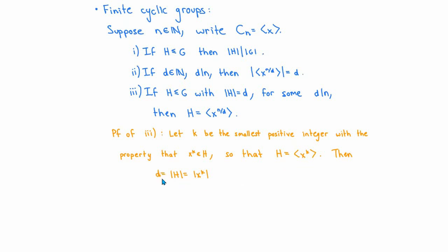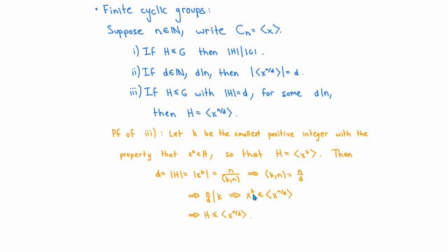And since the order of H is d by assumption, and the order of x to the k is n divided by the GCD of k and n, rearranging the equation here tells us that the GCD of k and n is n over d. In particular, that means that n over d is a divisor of k, which is the same as saying that k is a multiple of n over d, and which guarantees that x to the k is an element of the group generated by x to the n over d.